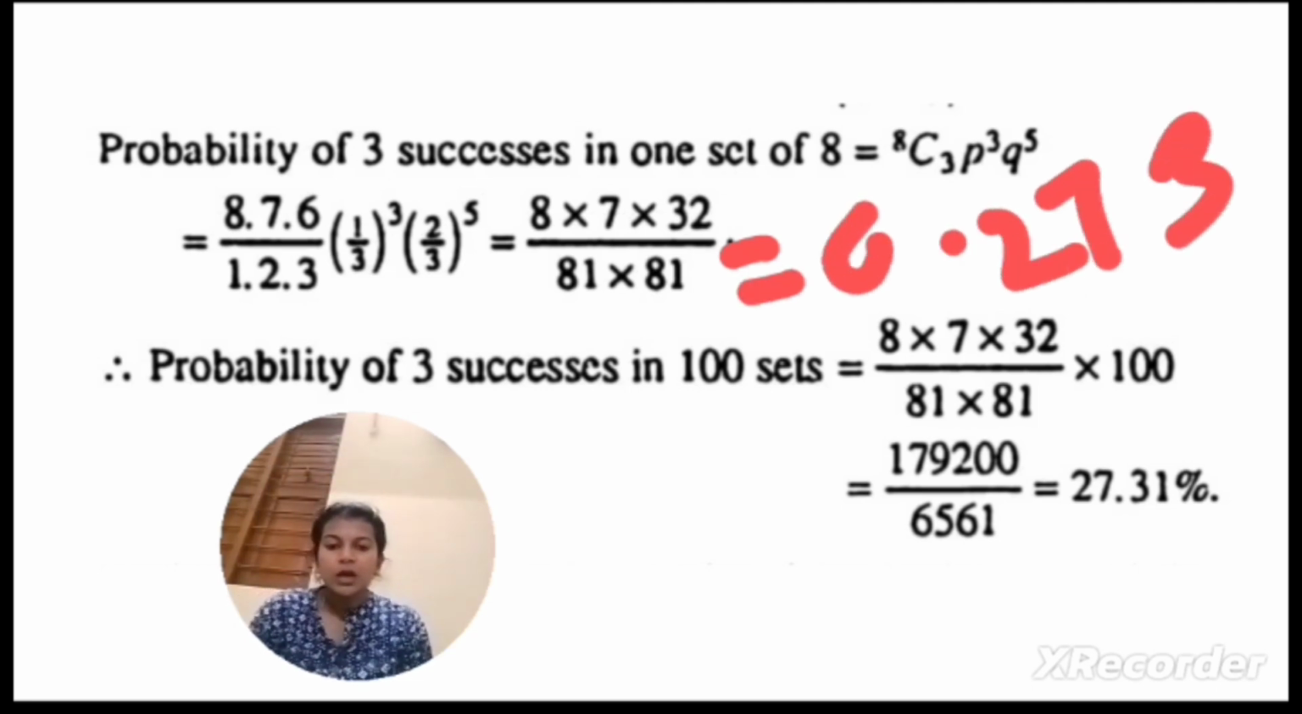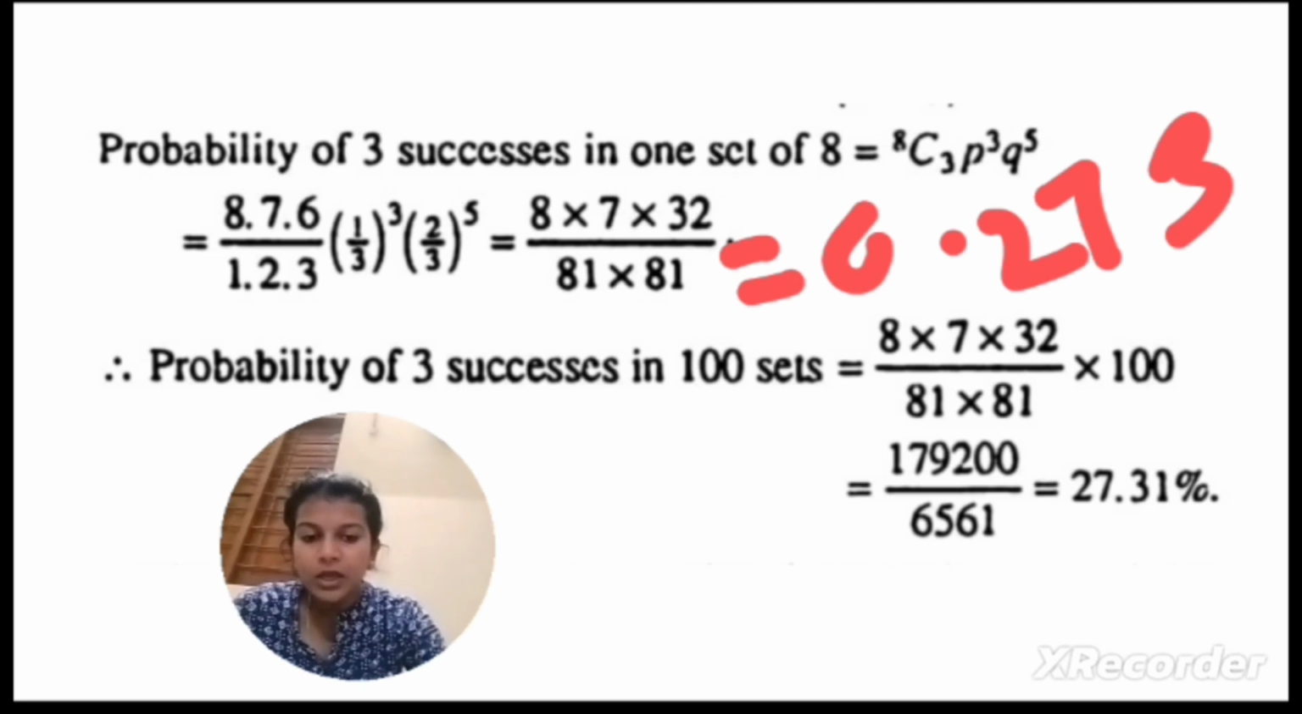Here we use 100 sets in the problem to estimate how often we would observe exactly 3 successes in a practical scenario. So that is why we use those 100 sets. The probability of 3 successes in 100 sets is 27.31%. This is all about the binomial distribution problem.